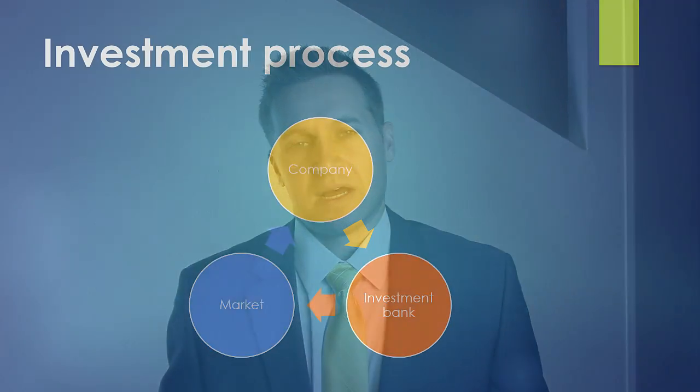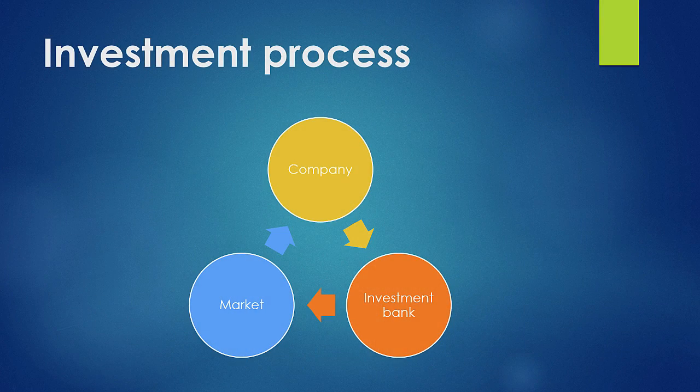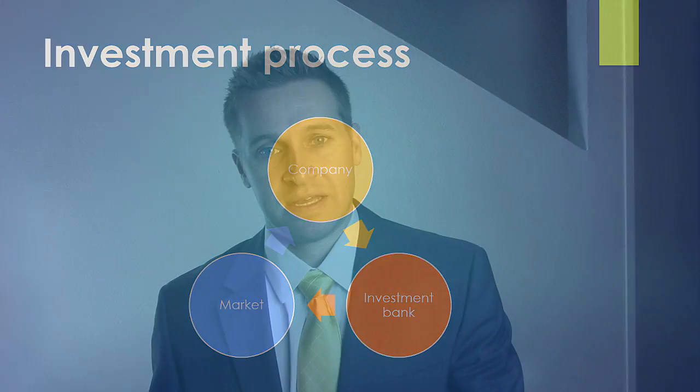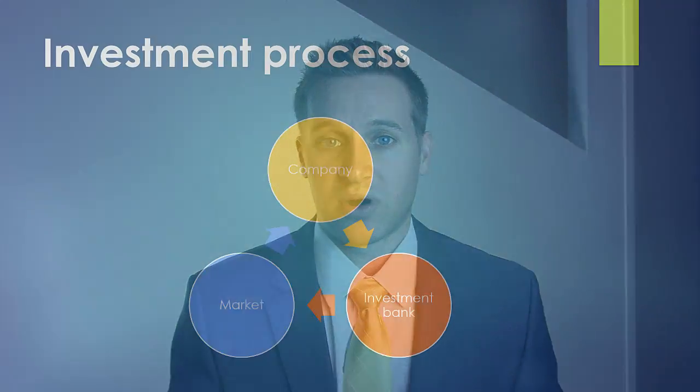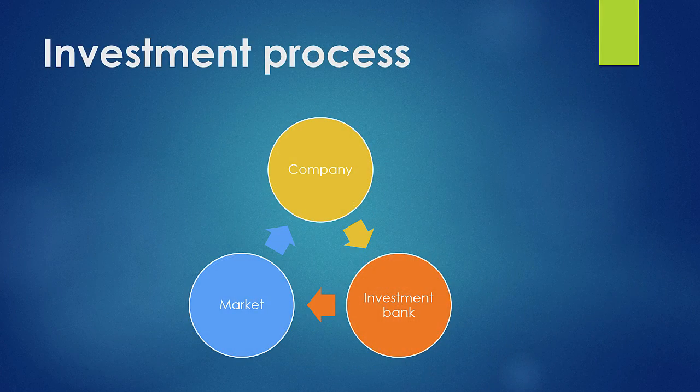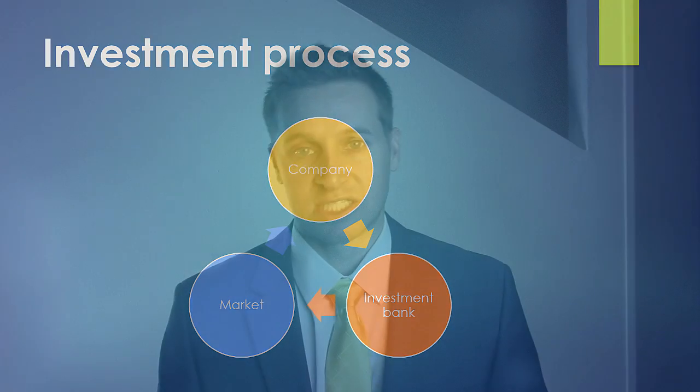And I'll show you a diagram of how this works. You have the company. The company wants to issue stock, so they go to an investment bank. They issue stock for a certain percentage of the company. The investment bank gives them the funds, the $500 million for the factory. And once those stocks are issued, they can then be traded on the secondary market. And this is what most of us are familiar with, the buying and trading of stocks.